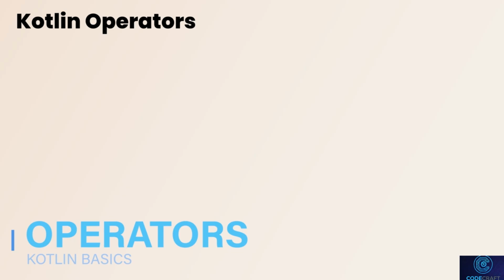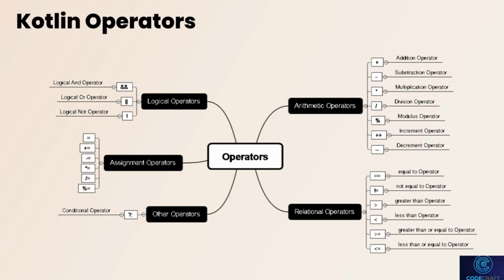In Kotlin, operators are symbols or keywords that are used to perform operations on data, such as arithmetic operations, comparison operations, and logical operations. Kotlin provides a wide range of operators to manipulate and work with different data types. Arithmetic operators are used to perform mathematical calculations on numeric values in Kotlin.